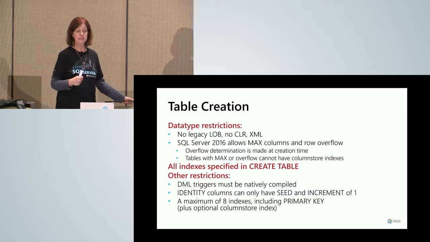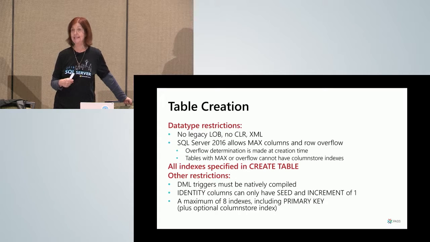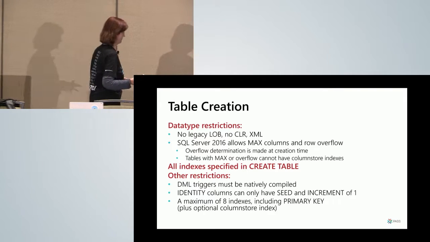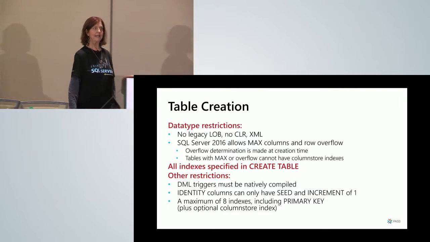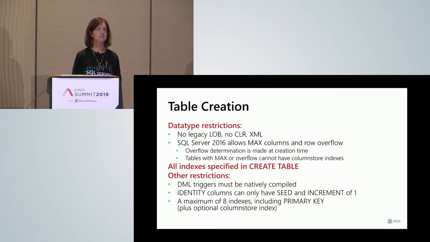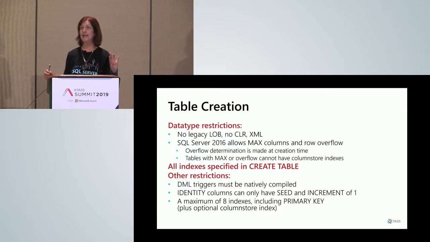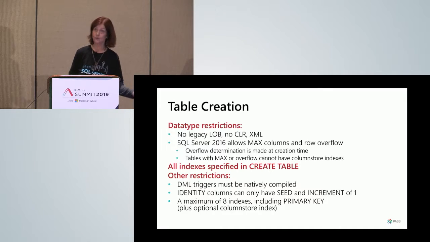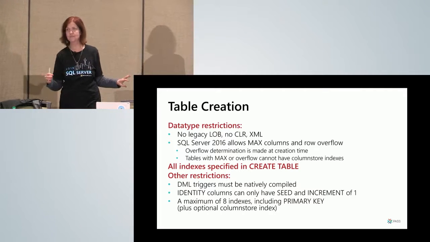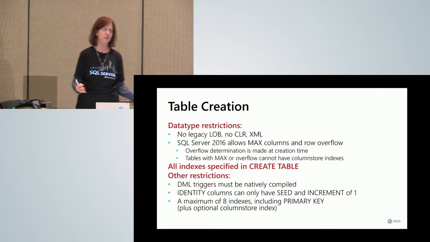But we also, in the initial release, had a maximum of 8 indexes. And a lot of people thought, oh my gosh, this is not very many. How many indexes can a disk-based table have? And it's okay to say, I have no idea, but it's way too many. That's actually the right answer. Nobody should ever create the maximum number of indexes on any table, no matter what you're doing with it.